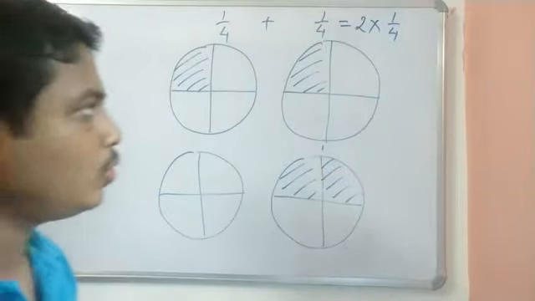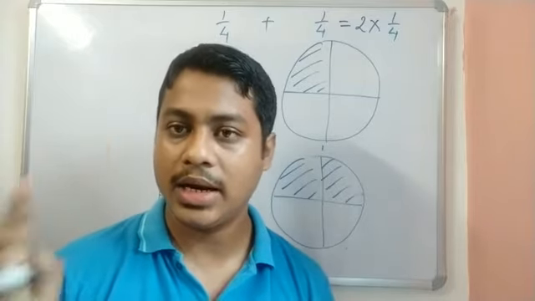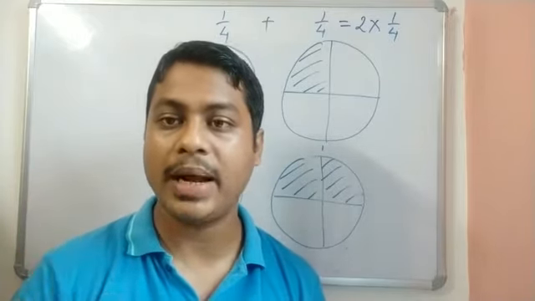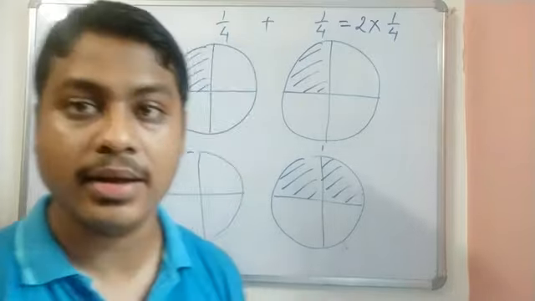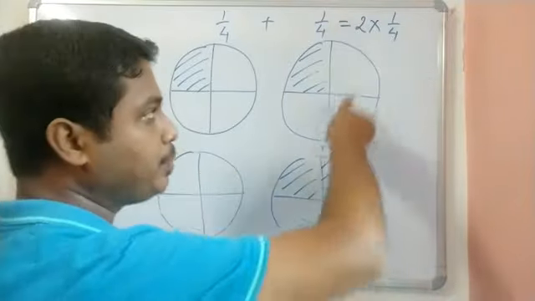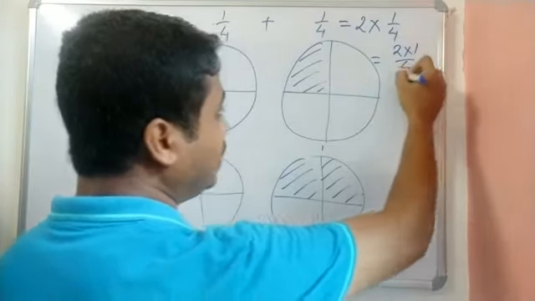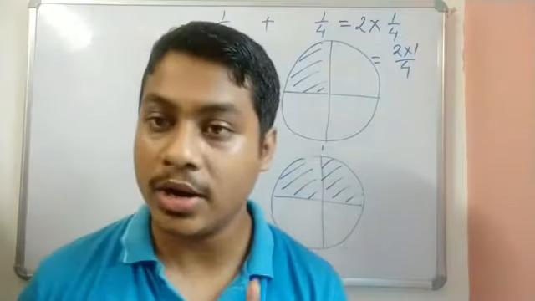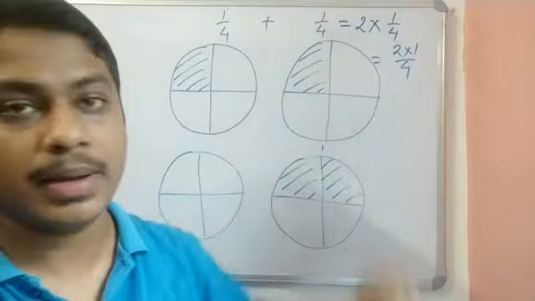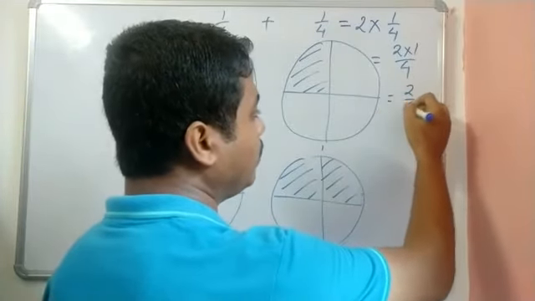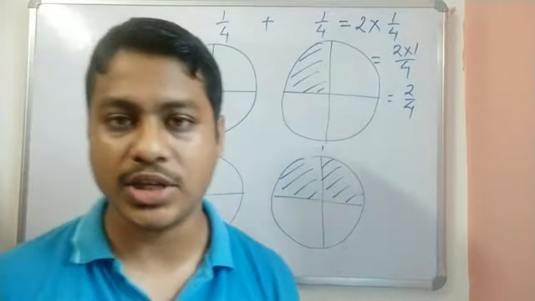So what we can do, 2 into 1 by 4. Remember that when we do a multiplication over a fraction, the integer should be multiplied with the numerator, not with the denominator. Nothing should be changed in the denominator. So you have to multiply 2 with the numerator, 2 into 1 divided by 4. Multiply with the numerator, not with the denominator. Remember that. So the answer will be 2 by 4. Okay, so this is how we need to multiply a fraction.